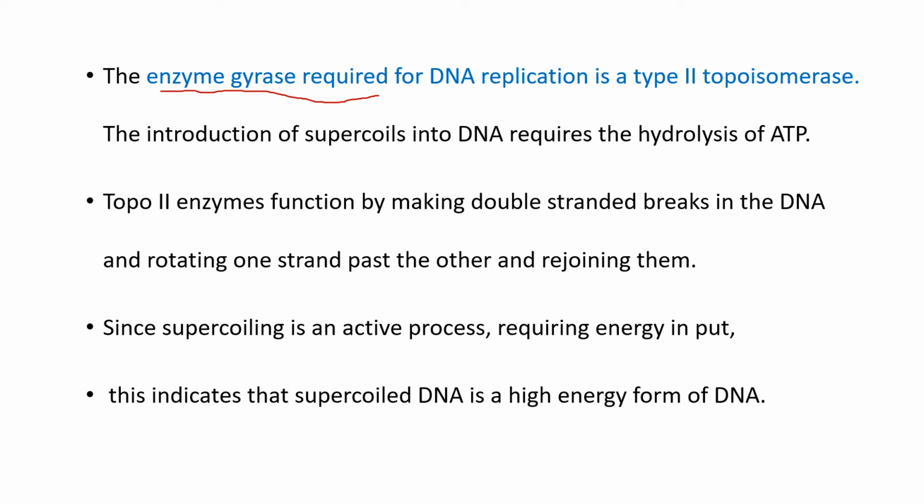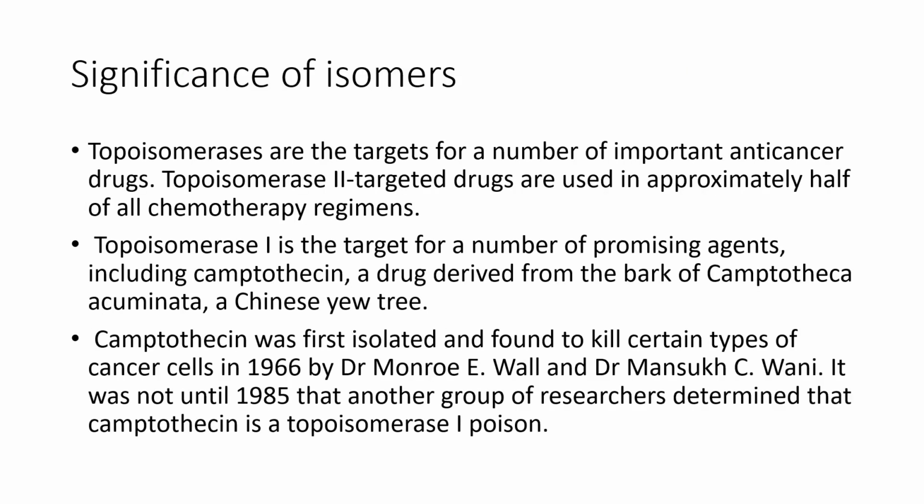Topoisomerase 2 enzymes function by making double strand breaks in the DNA molecules, rotating one strand around the other strand and again rejoining them. Hence, it requires energy in the form of ATP molecules. Since supercoiling is an active process, it requires energy, and this indicates the supercoiled DNA is a high energy form of DNA molecules. That's why I've said that supercoiling of DNA molecules is an energetically favorable process.